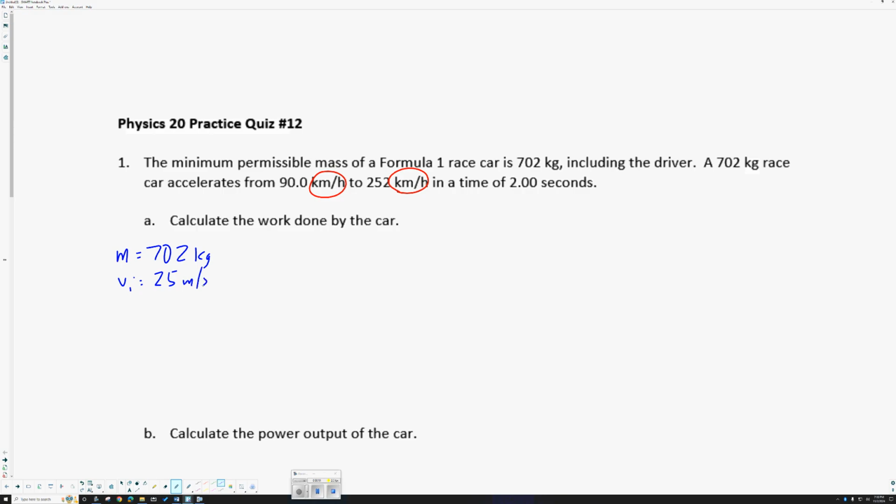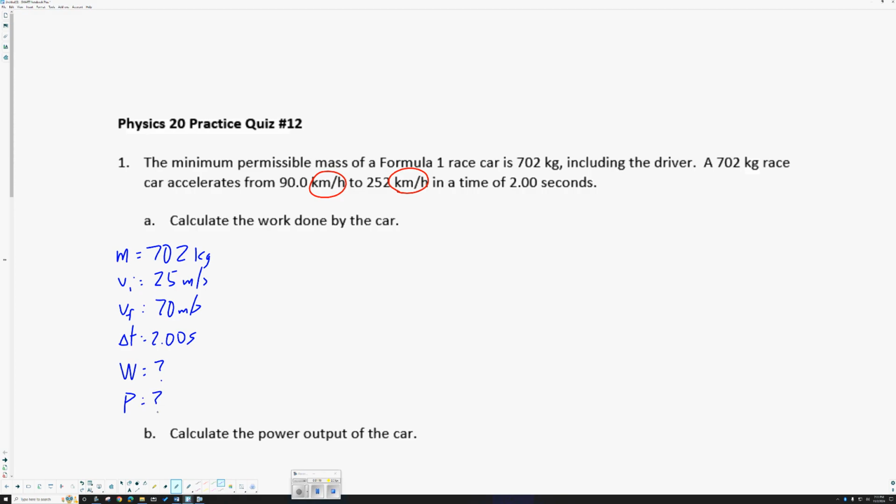Multiply that by 1,000 to get meters. Divide by 3,600 to get seconds, right? 25 meters per second. VF, 252 times 1,000 divided by 3,600 gives me 70 meters per second. And my time interval here is 2.00 seconds. Now, in question A, I'm only looking for the work, but we know that in question B, I'm looking for the power. So I'm just going to write that down now as well.